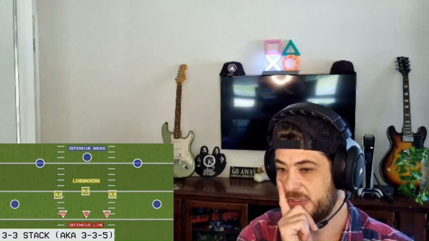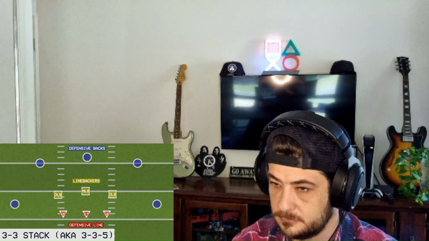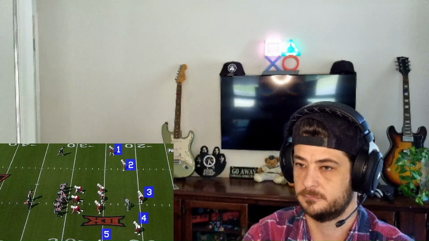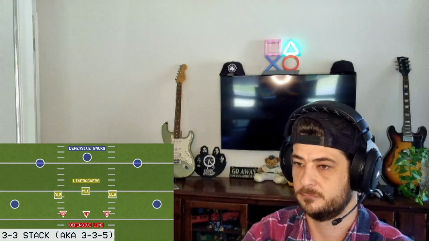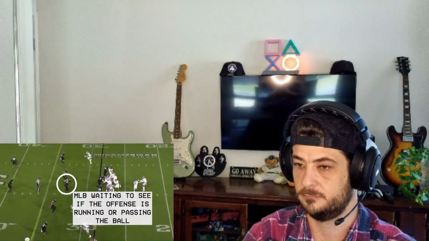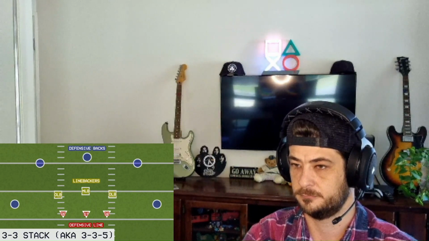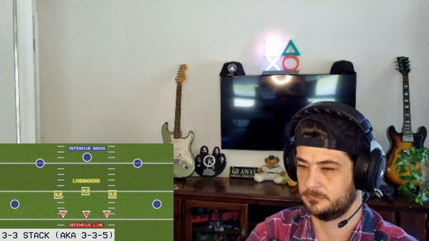A variation on this base nickel idea is the 3-3 stack, also known as the 3-3-5. In this base formation, you've got 6 in the box by default, and they're arranged in 2 rows of 3. And then you've got your 5 defensive backs. The 3-3 stack has become popular at the college level in the past few years as a way to have a flexible defensive formation that could defend against the run and the pass, and that does not require 4 quality defensive linemen, which are ultimately harder to come by at the college level. Defenders in the 3-3-5 scheme often have roles that are hybrids of the more traditional roles, and the individual defensive positions might even be referred to by new names.